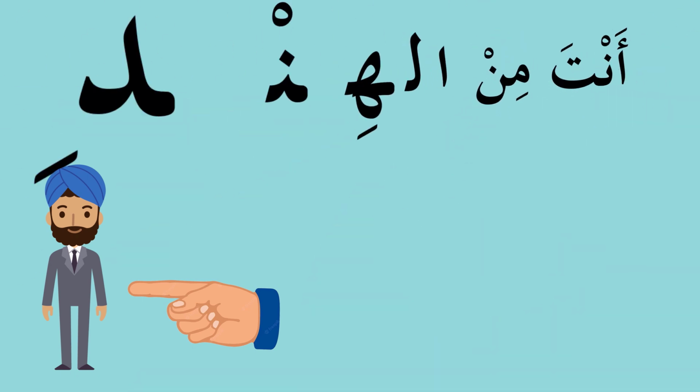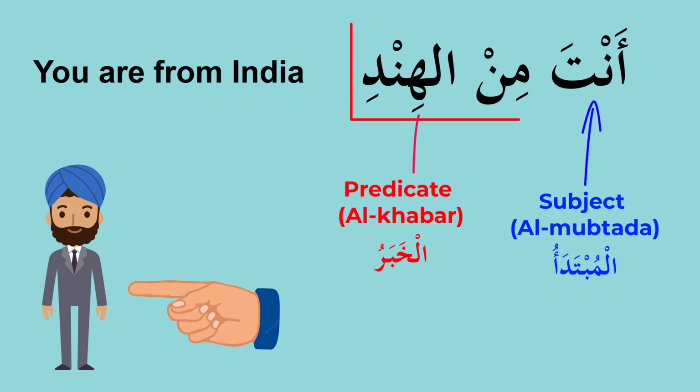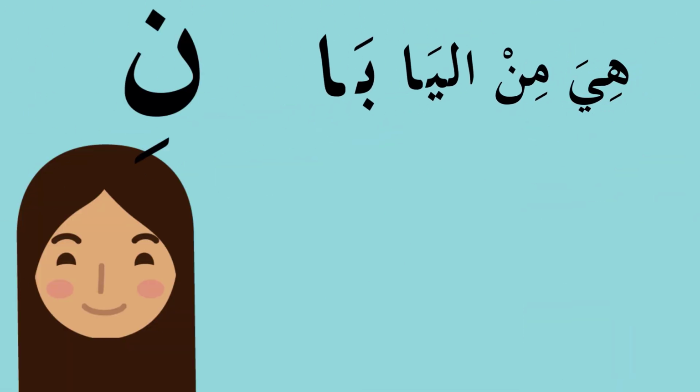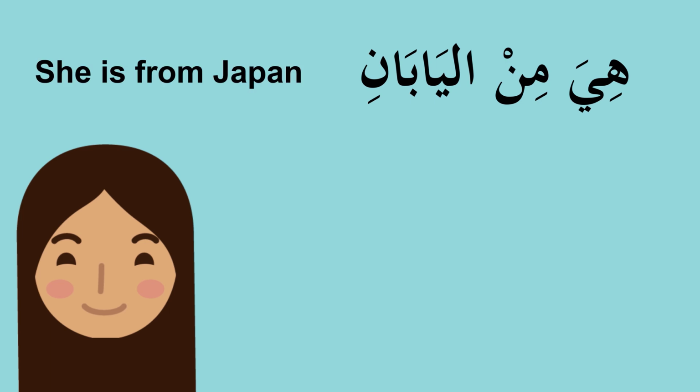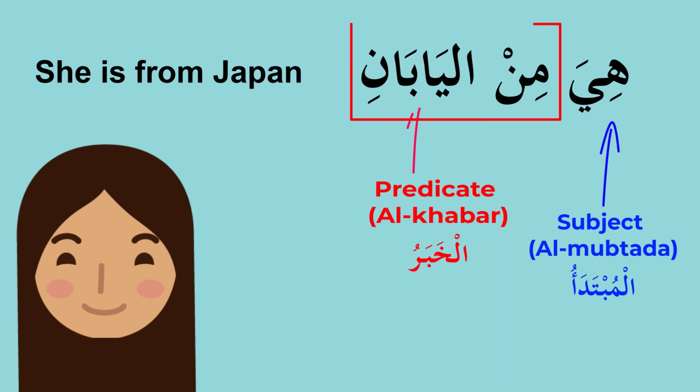Okay. Anta minal hindi. So anta is mubtada. Where is the khabar? Minal hindi. Jar majrur. Shibhu jumla. We will learn more shibhu jumlas, but right now only jar majrur. Hiya minal yabani. She is from Japan. So hiya is mubtada. And where is the khabar? Minal yabani. Okay? Jar majrur. Shibhu jumla khabar.